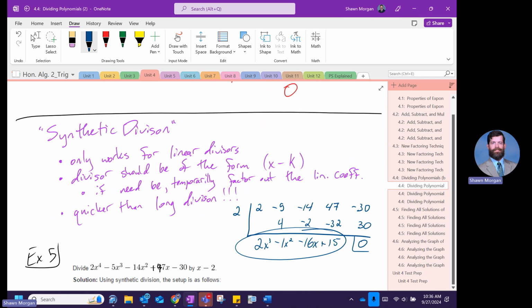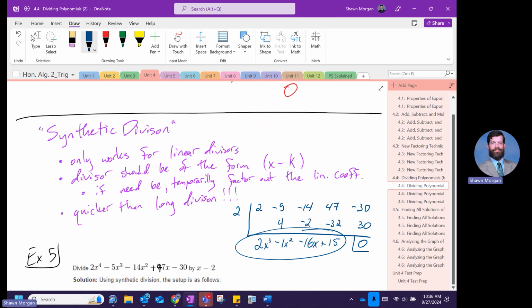Are you multiplying your answer and then making that the next number? So pretty much you bring the first number down, you multiply, you get it right here, and then you bring it down. Get this number, multiply, write it there, bring it down. Get this number, multiply, write it there, bring it down.